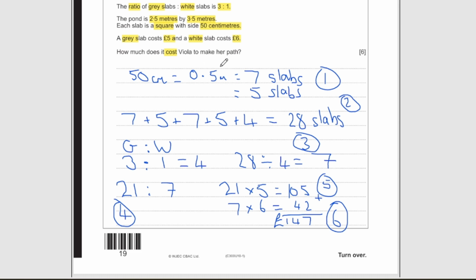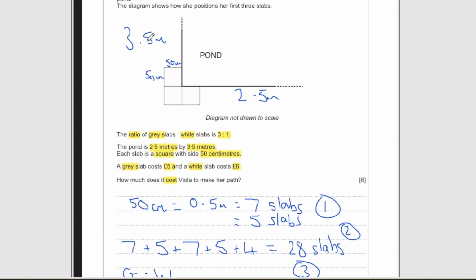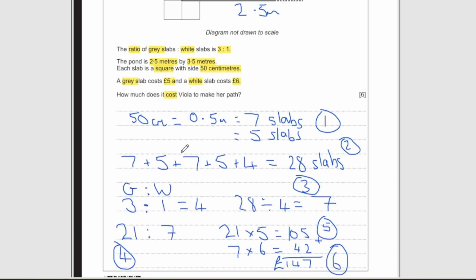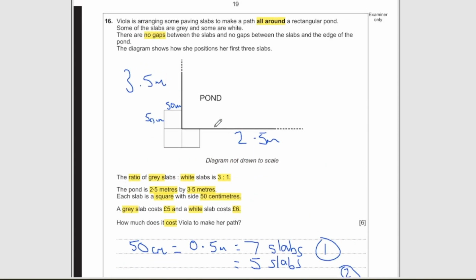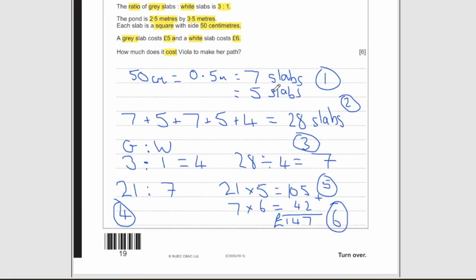So yeah, 50 centimetres, 0.5 metres, there's 3.5. So we're doing 3.5 divided by 0.5, 2.5 divided by 0.5, 7 and 5. Same as timesing by 2, 7 and 5. And then we add them up to get the perimeter. Sharing the ratio, add up at the end. I hope that's made sense.